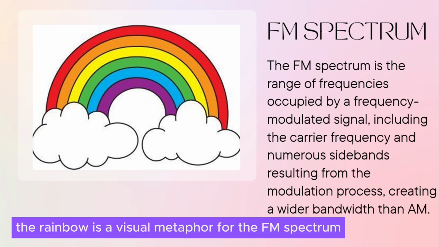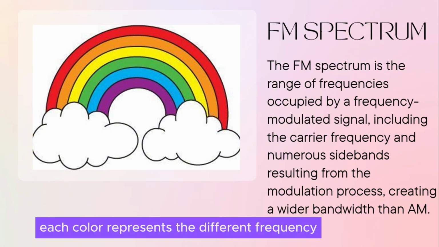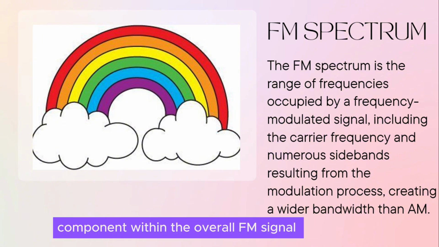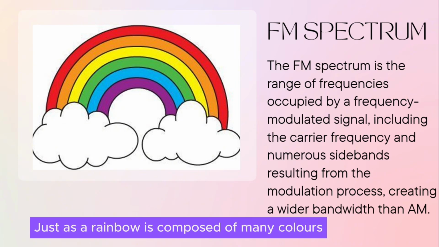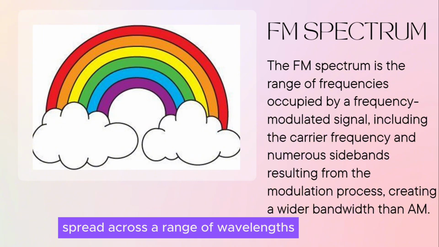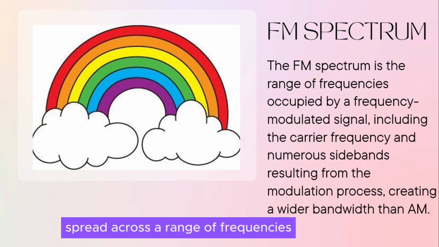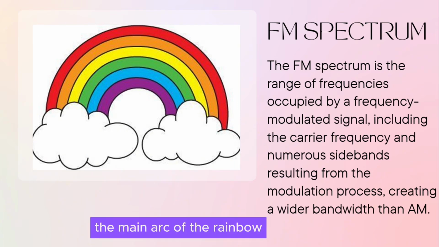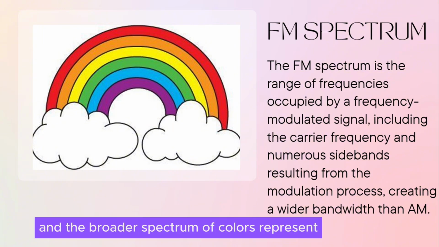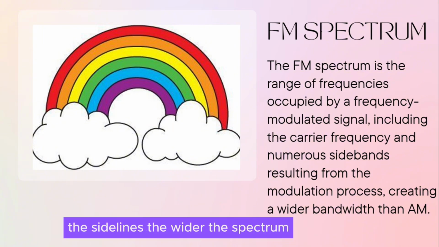The rainbow is a visual metaphor for the FM spectrum. Each color represents a different frequency component within the overall FM signal. Just as a rainbow is composed of many colors spread across a range of wavelengths, the FM spectrum is composed of many frequencies spread across a range of frequencies. The main arc of the rainbow represents the carrier frequency, and the broader spectrum of colors represents the sidebands.